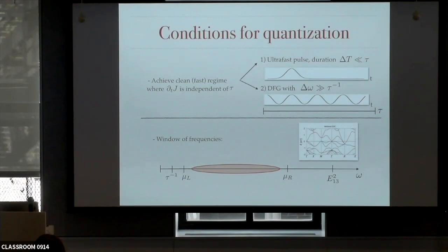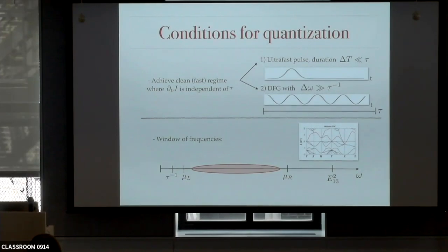Throughout the talk, I've been saying many times, this only works if this happens, if that happens, if this energy is larger than this. So let me show a summary of everything that has to happen so that you can measure the quantized photocurrent. First of all, you need to be in the regime we call the clean or the fast regime, where dTj is independent of tau. So tau is so large that essentially it doesn't matter.